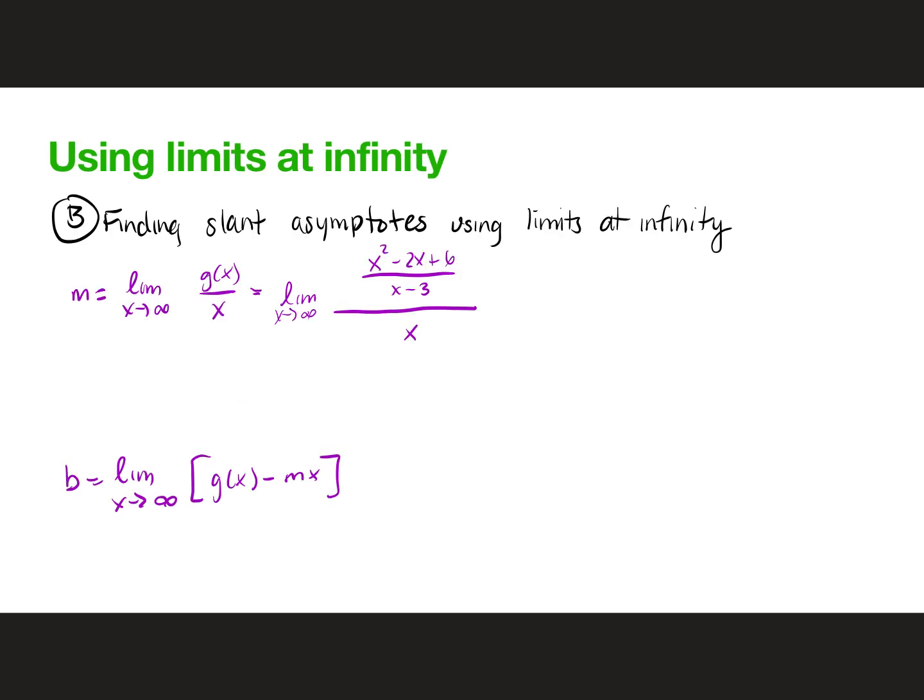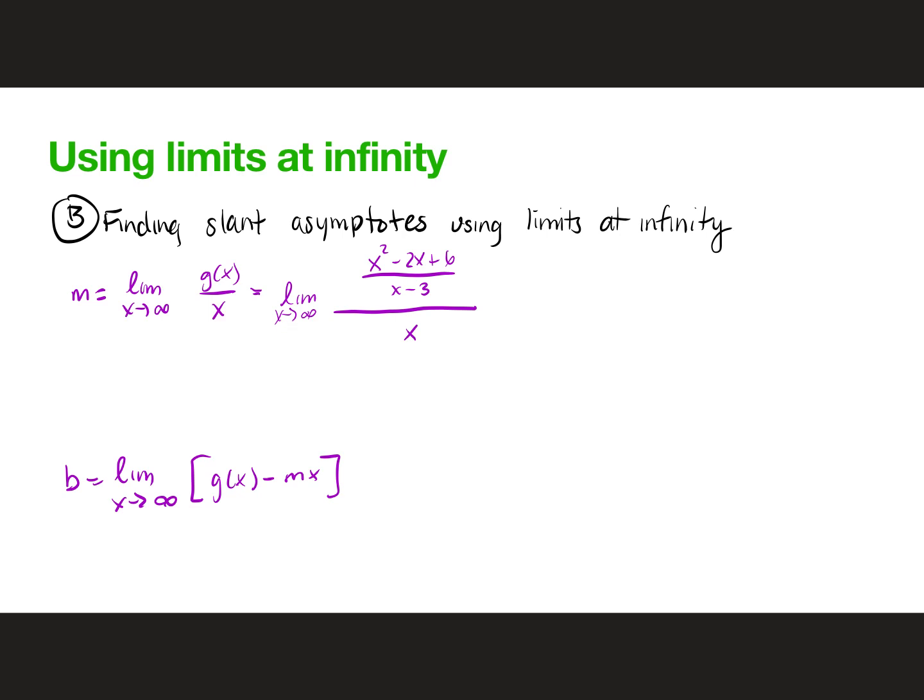The second way to find slant asymptotes is using limits at infinity, and this method will work more generally, even if you don't have a polynomial in the numerator and a polynomial in the denominator. You can use this method to find slant asymptotes when they exist. And our goal will be to find the slope m and the y-intercept b of the line which defines the slant asymptote. And we can find m by taking the limit as x approaches infinity or negative infinity of g of x divided by x.